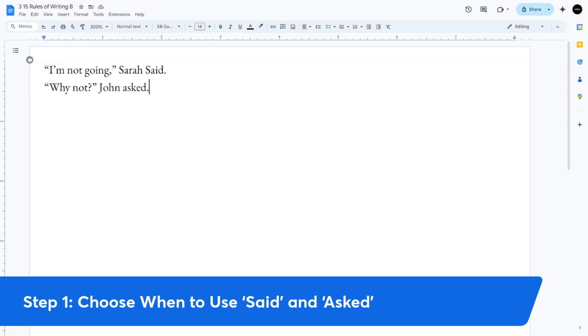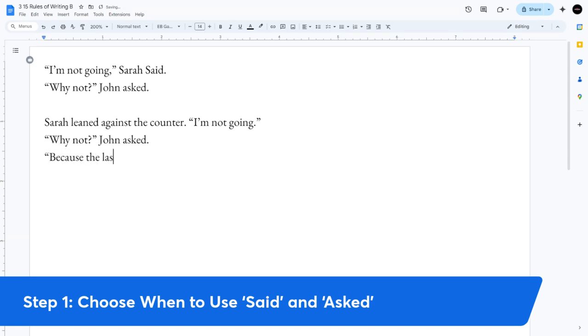So instead of "I'm not going," Sarah said, maybe try "Sarah leaned against the counter," right? So basically what we did upstairs. Okay. "I'm not going." And then "Why not?" John asked. So right now that's the only dialogue tag, because we have now indicated who's talking so that we don't have to use Sarah's name in this next one. And she goes, "Because the last time I went, I felt, I don't know, out of place around your friends." Right? We don't need Sarah's name there.